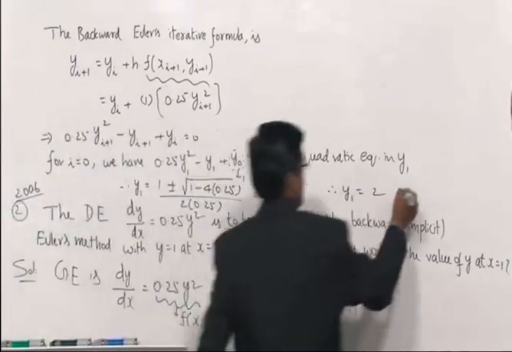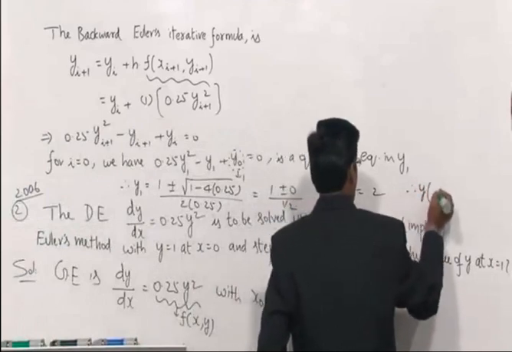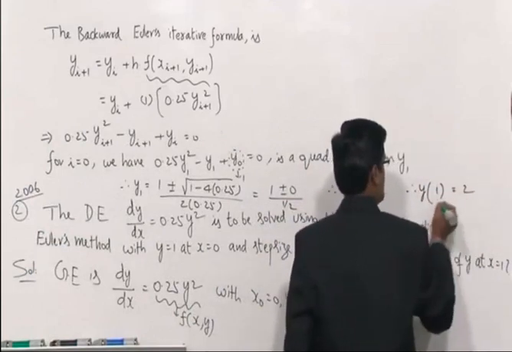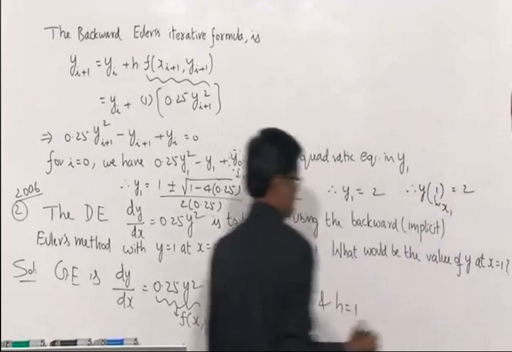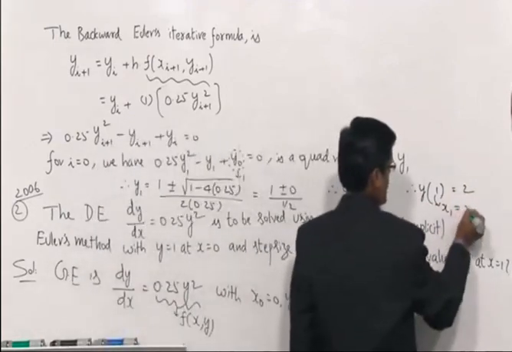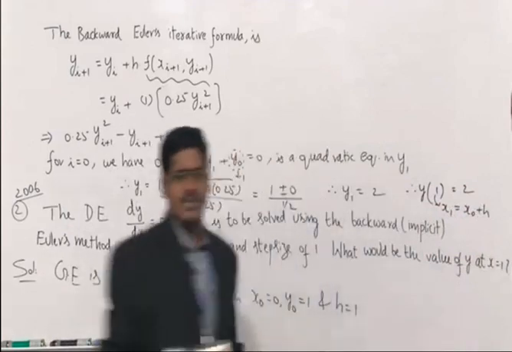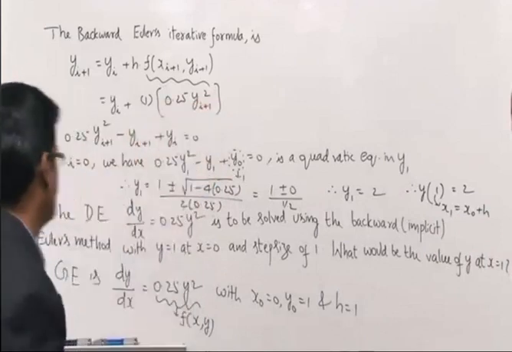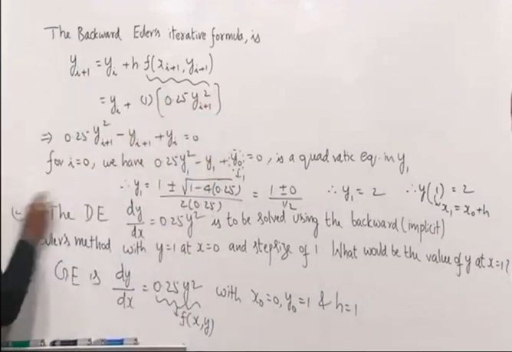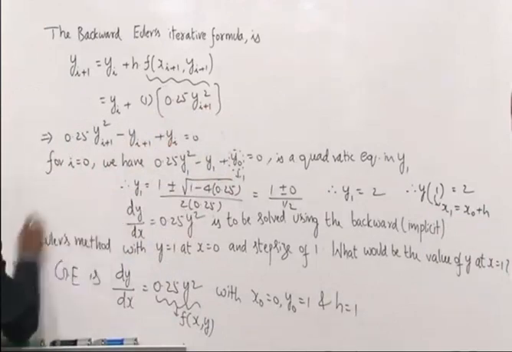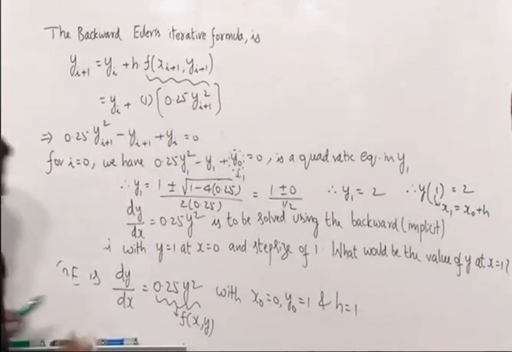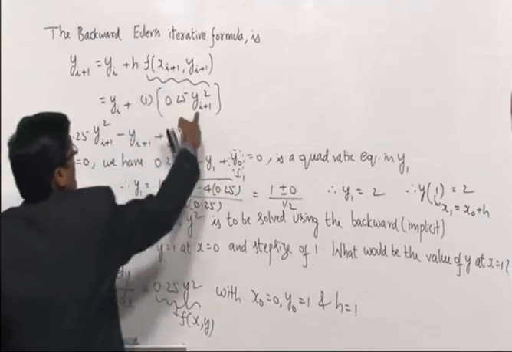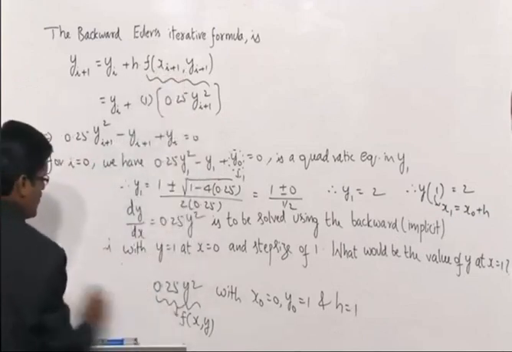What is y1 meaning? Therefore y of x1. What is x1? x0 plus h. h is 1, x0 is 0. So y of 1 is equal to 2. This is your x1, x1 is equal to x0 plus h. So that value gives the value of y at x is equal to 1. Answer is 2. Just here in the right side f of x comma y, only the y term is present, x is absent. That is why here I replaced y by yi plus 1 along with the other, the other means 0.25.